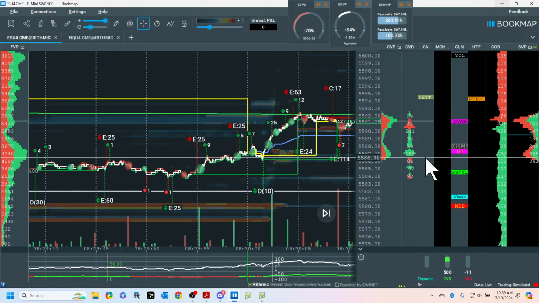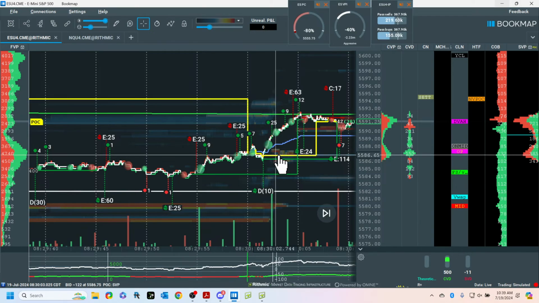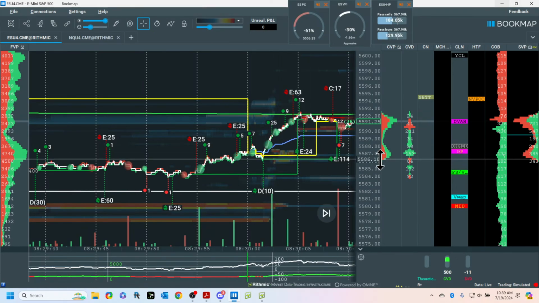So this is called a variable high volume node. You see the volume here.